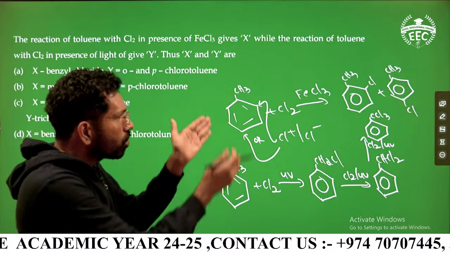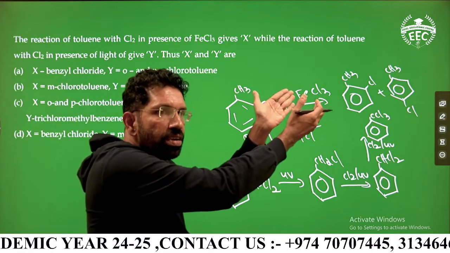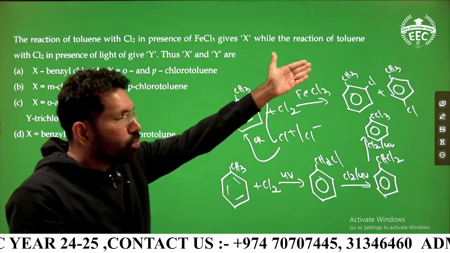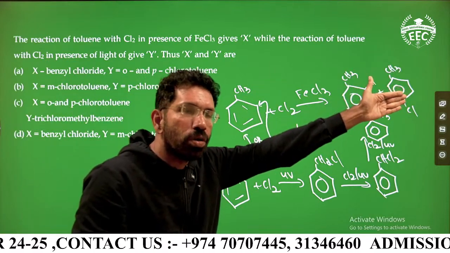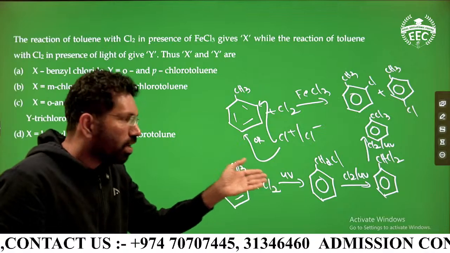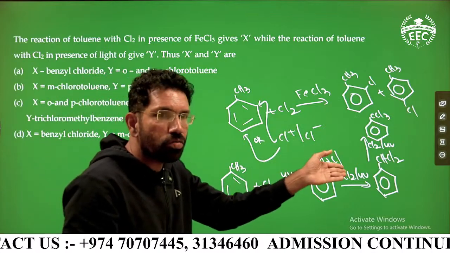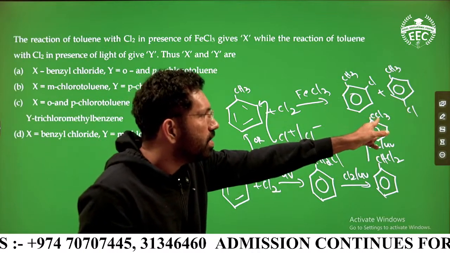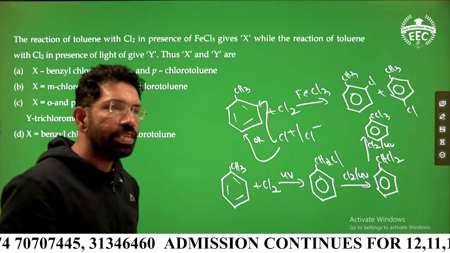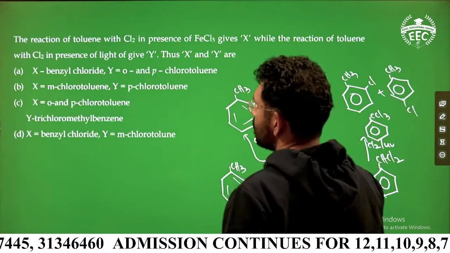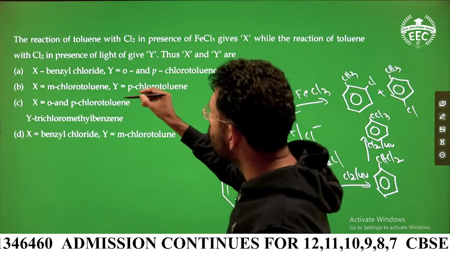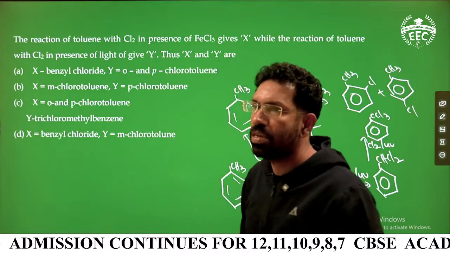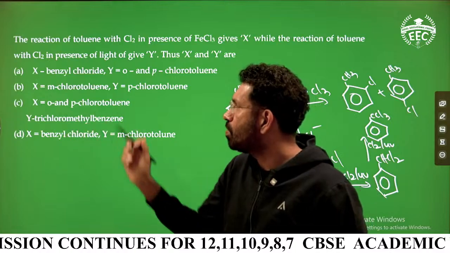So repeating, chlorine in presence of FeCl3 under dark condition, you will get orthochlorotoluene and parachlorotoluene. Chlorine in presence of UV, under that condition the final product will be CCl3 with the benzene ring. So which is the answer here? Can you tell me? The answer: X equal to ortho and parachlorotoluene, Y equal to trichloromethylbenzene.